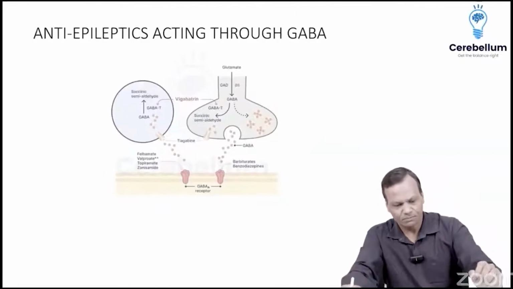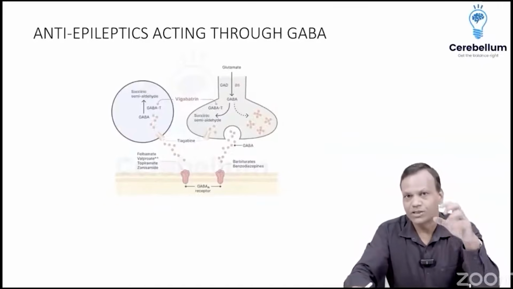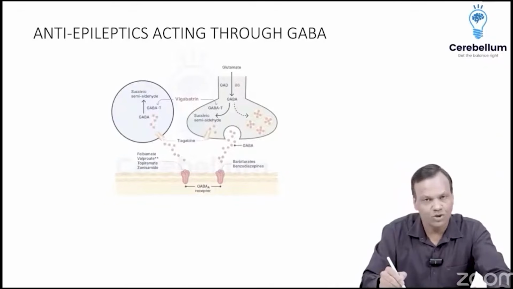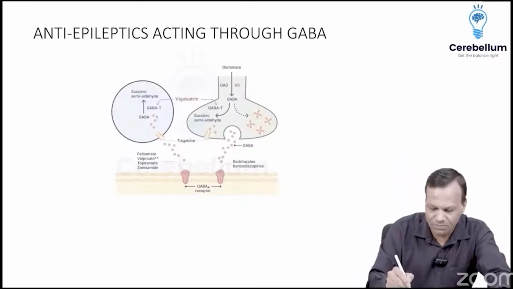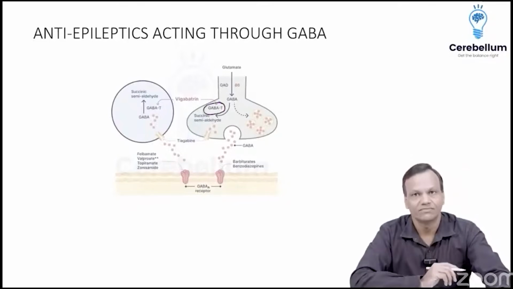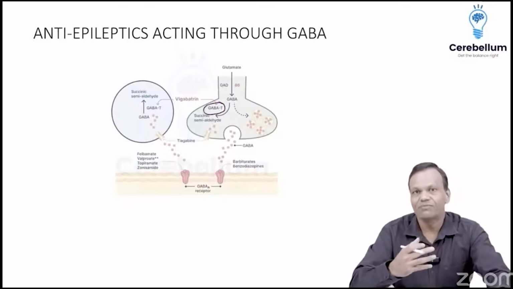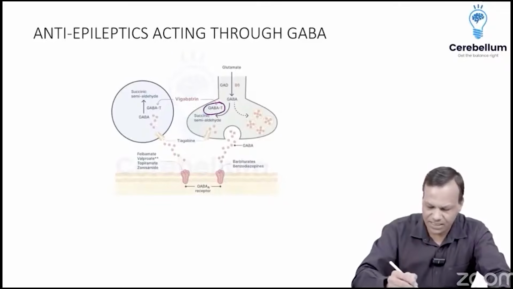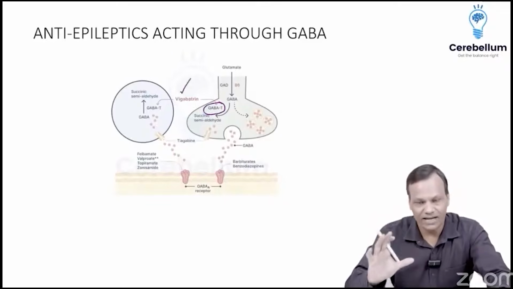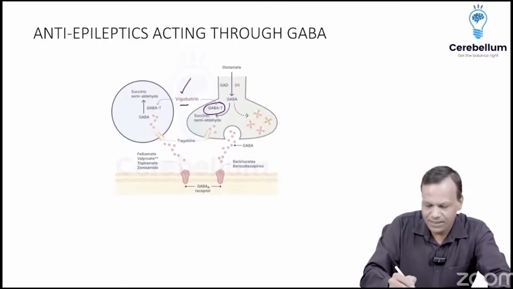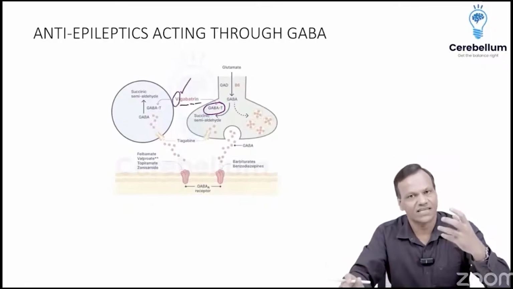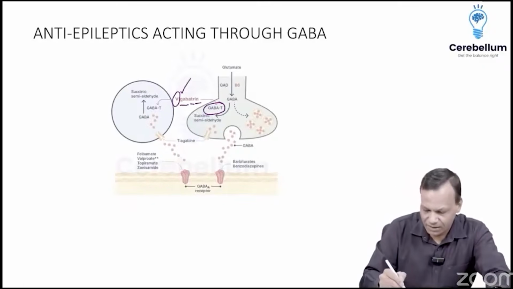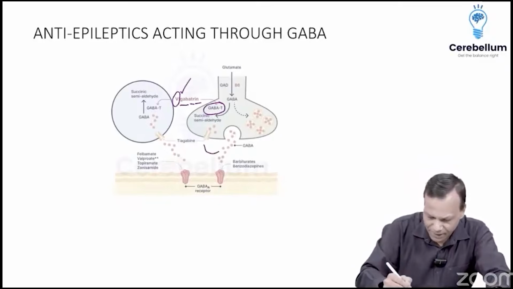The second one is the mechanism of anti-epileptics through GABA. Remember, GABA is stored, then it is released. After that, it is metabolized by GABA transaminase. If we inhibit that, GABA level will increase, and the drug inhibiting this is vigabatrin. The name says it is a GABA transaminase inhibitor, and it causes visual field contraction as a side effect.